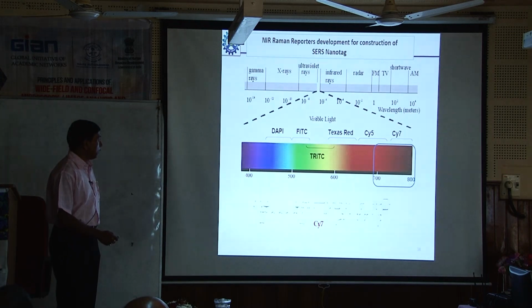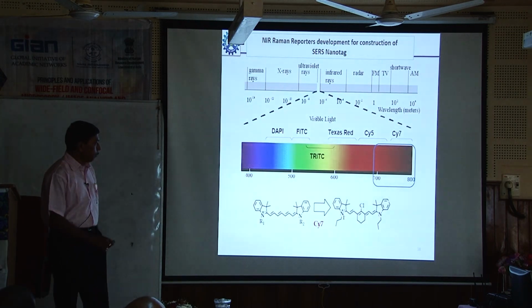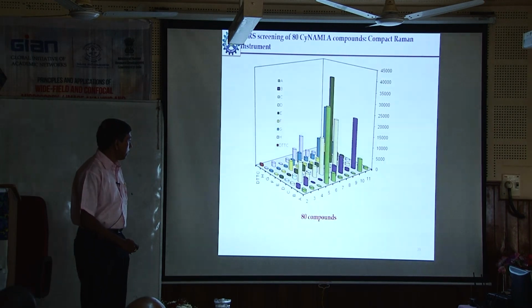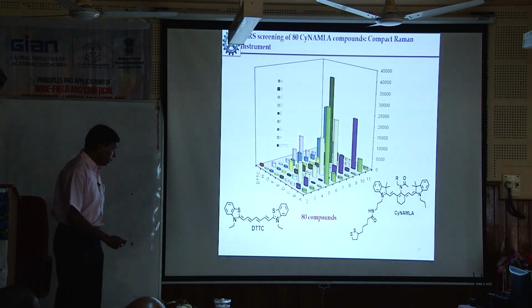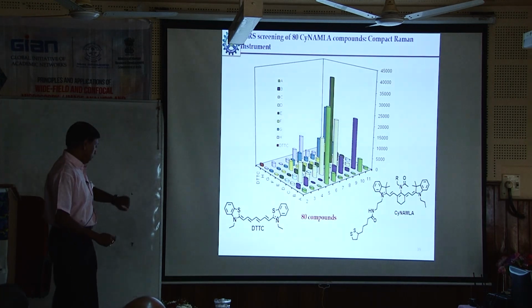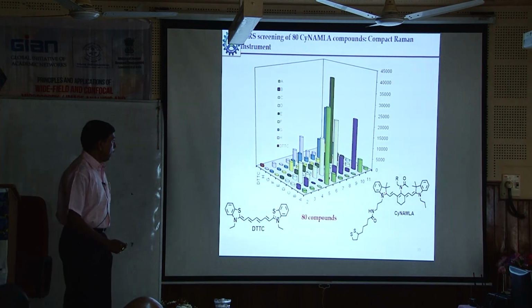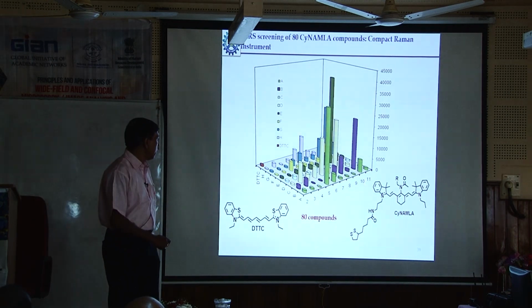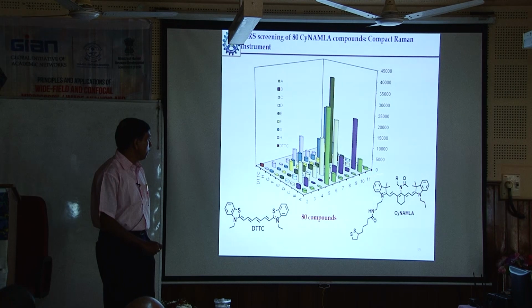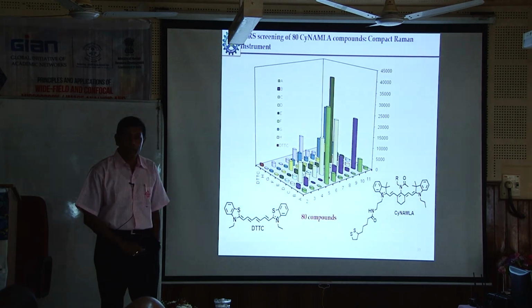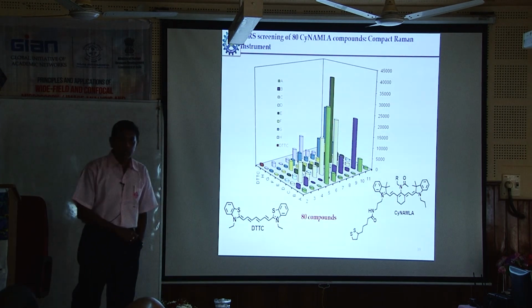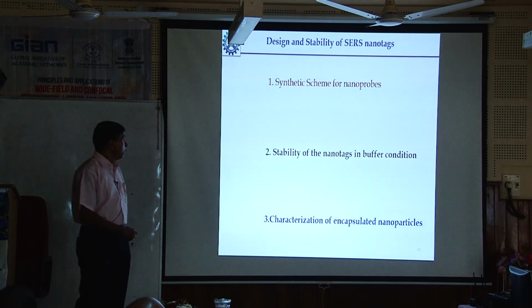In this field, we have synthesized some very Raman active NIR molecules, and these molecules can be translated in a better way, being the best Raman active molecules in terms of signal intensity. From that library synthesis, we have made about 80 molecules, out of which 1 or 2 molecules are really better than the commercially available NIR Raman active molecules.